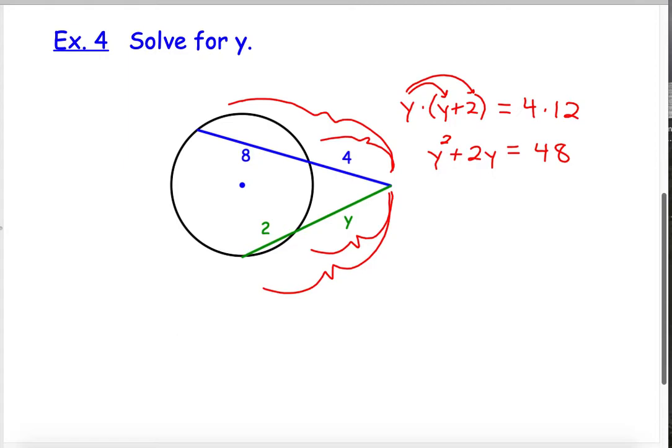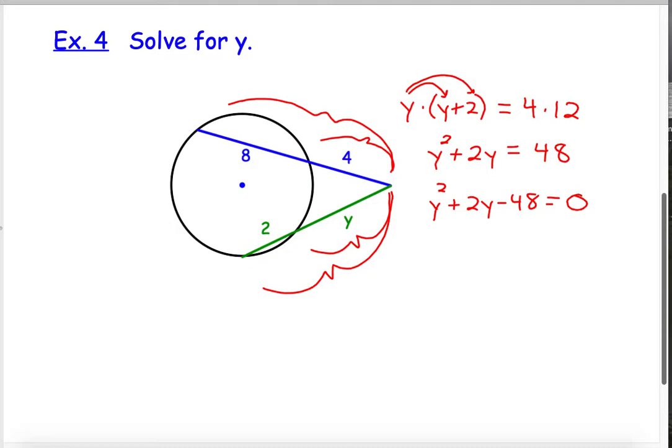We've only done a couple of these throughout the year, and the homework doesn't have any quadratics to solve, so that's okay. But it's a good idea just to see this, because you'll see this again next year in Algebra 2. So when you have a quadratic, you want to move everything over to one side and set it equal to 0. So I'm going to subtract 48 from both sides so that it equals 0.